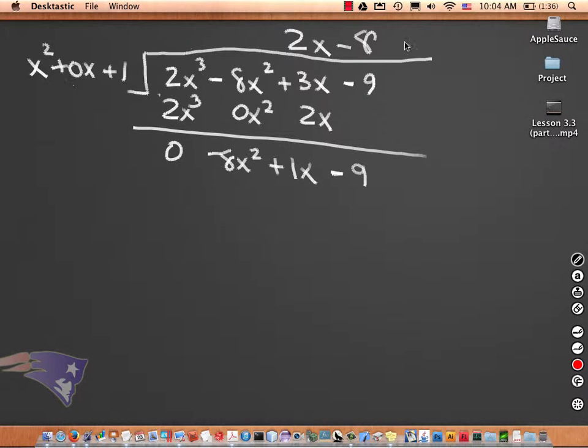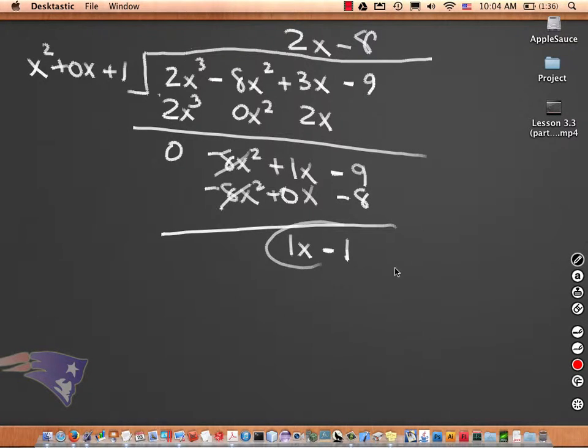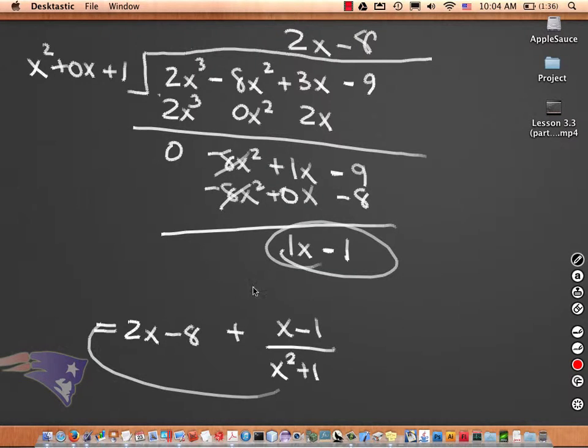Okay. Now I work through this, and so this becomes negative 8x squared. 0 times that is still 0x. 1 times that is negative 8. Now let's subtract. These go away. This is equal to 1x, and this is equal to minus 1. So there's my remainder. Can't go any further. So now the function is equal to 2x minus 8 plus x minus 1 over x squared plus 1. And there she is.